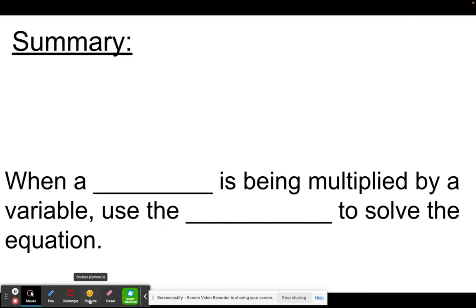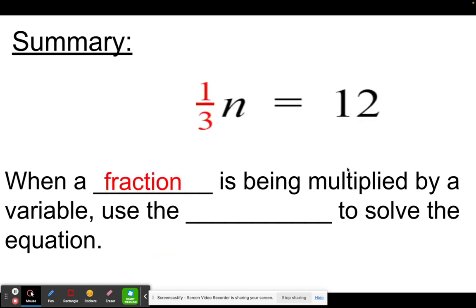So we have a little bit of a summary to write. When a fraction is being multiplied by a variable, like in this, use the reciprocal to solve the equation. So multiply by the reciprocal.